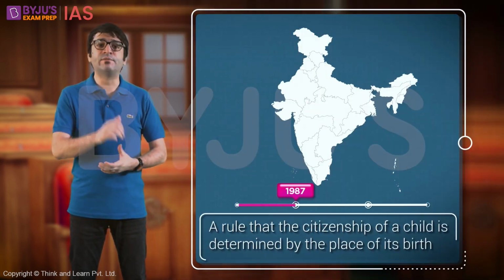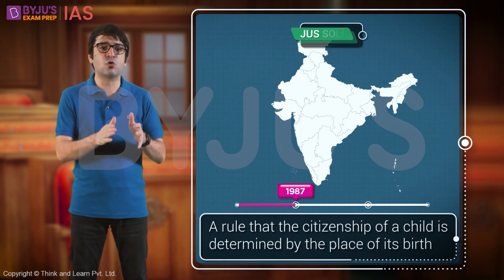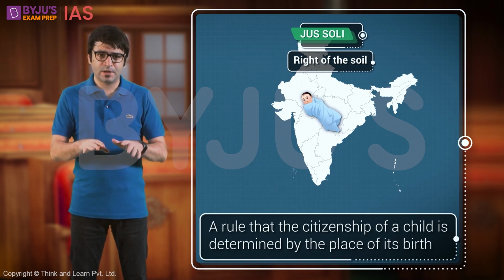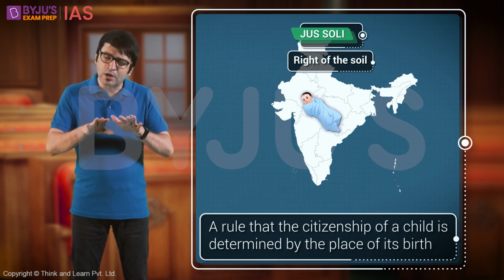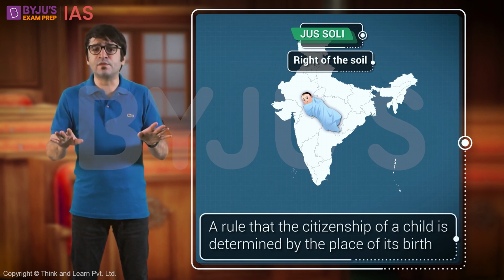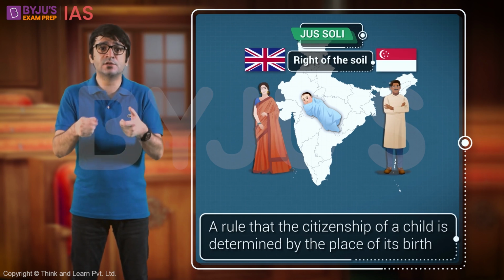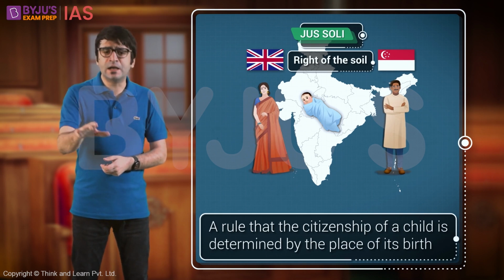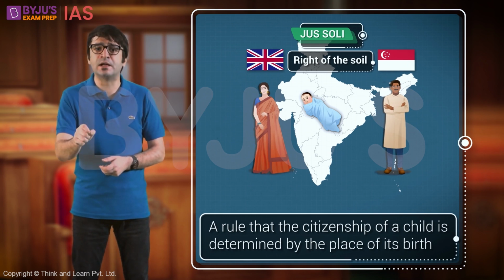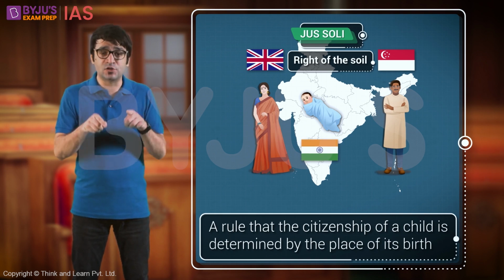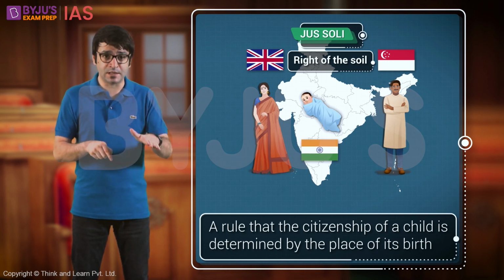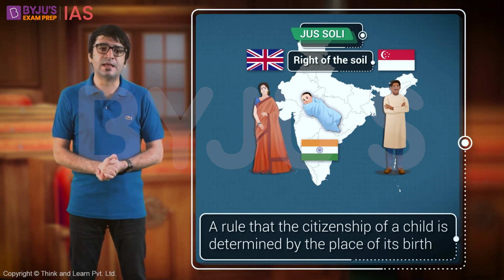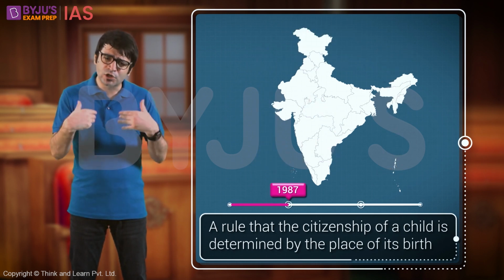Till the year 1987, we were following the concept of jus soli, which means the law of the soil. What does that mean? If you are born on the territory of India, you are a citizen of India, regardless of whether your parents are citizens or not. So a child born on the soil of India, regardless of the nationality of his or her parents, is an Indian by birth. That was before 1987. In 1987, the law changed again.